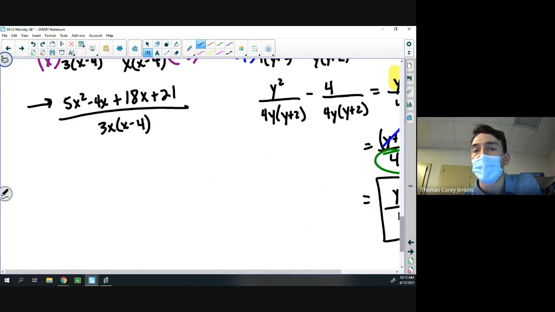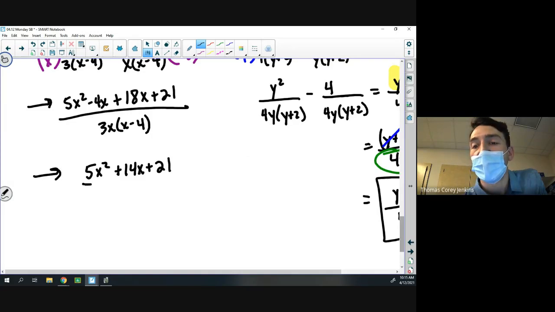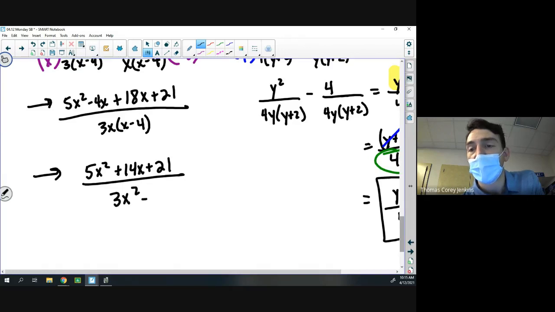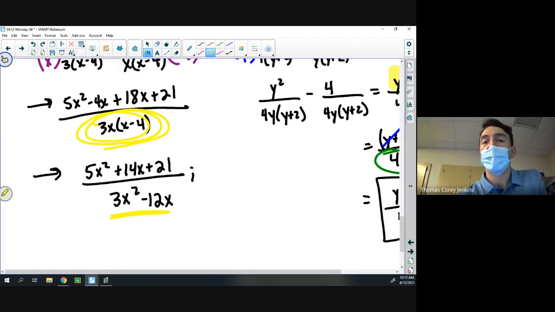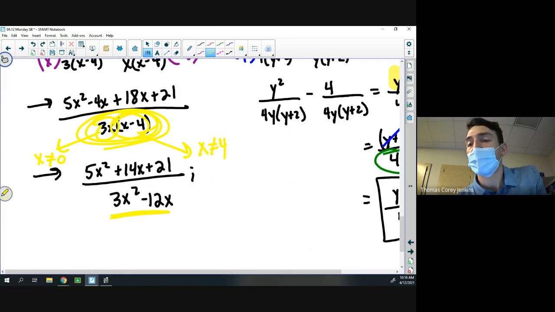So at that point, I have like terms up top, so I need to combine those, which is going to leave me with 5x squared plus 14x plus 21, and all that's over 3x squared minus 12x. And then for my restrictions, I'm not really thinking about my unfactored version. I'm thinking about my factored version. So I set 3x equal to 0 to get x equals 0, so x can't be 0. I set x minus 4 equal to 0 to get x can't be 4. Okay, so 0 and 4.